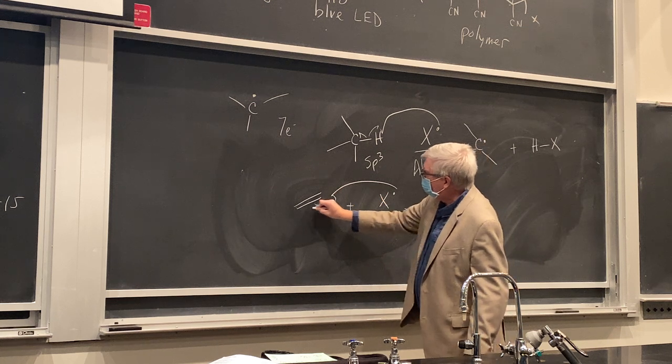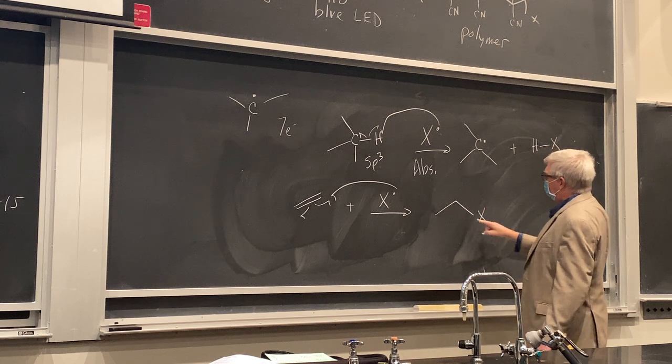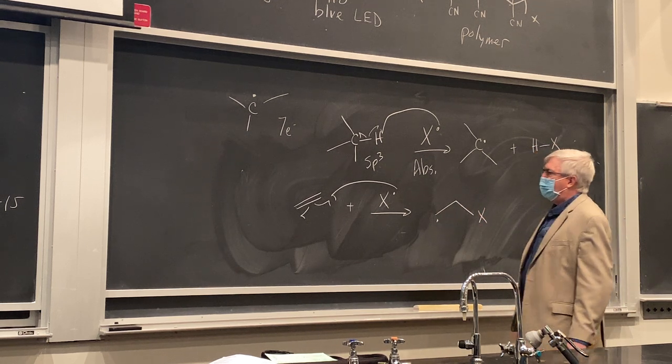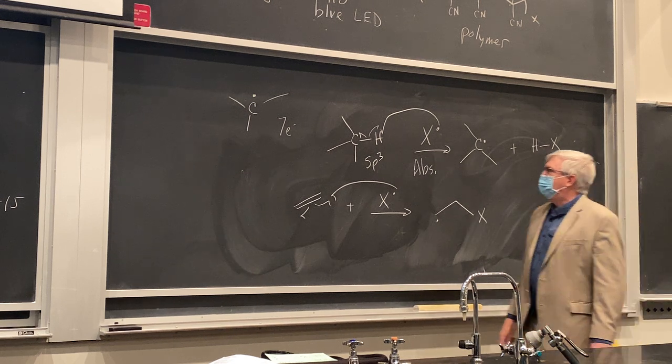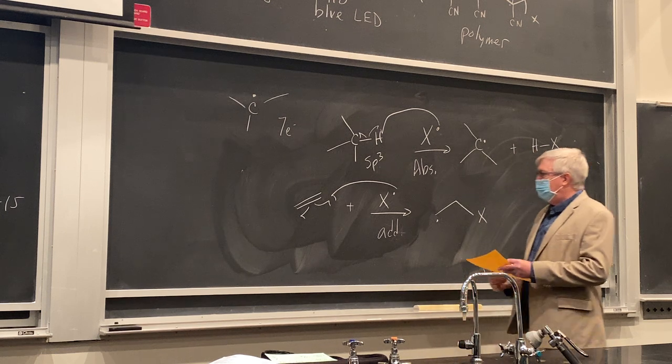Instead here, you can have an addition to an alkene, which will look like this. You'll form a new carbon-X bond and form a carbon radical there. So that's not an abstraction, this is an addition.